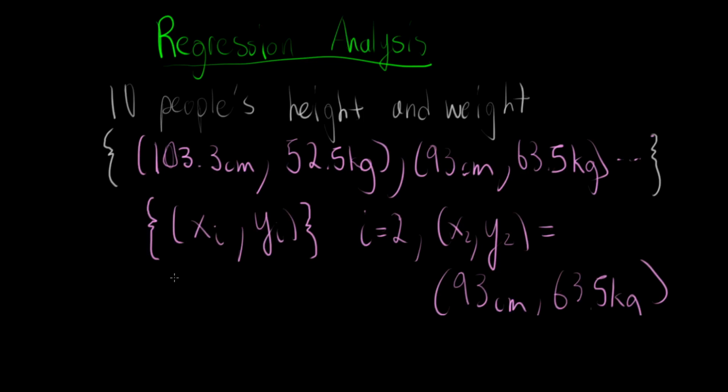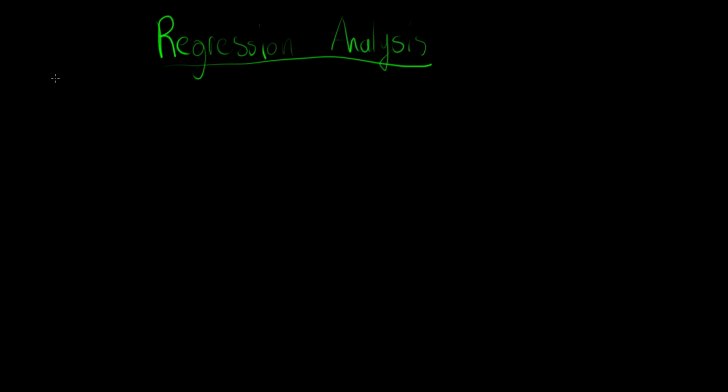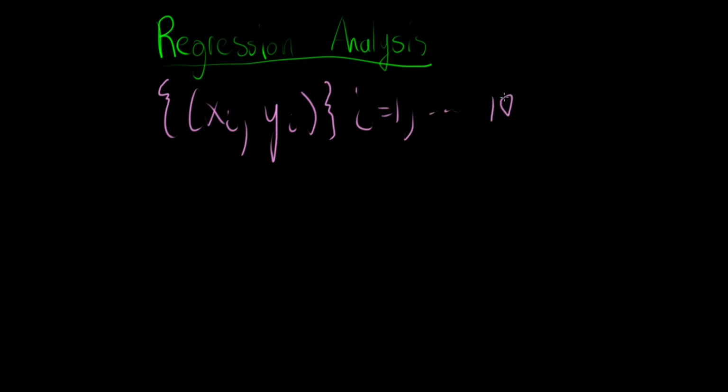And intuitively, i can take in values anywhere from 1 all the way to 10. So this should make intuitive sense, and we'll use this kind of notation for most of our series. So now that we have the notation down, let's get into the terminology. So let me write down what we had before just now. We have this (xi, yi), i goes from 1 to 10, and remember x is height and y is weight.